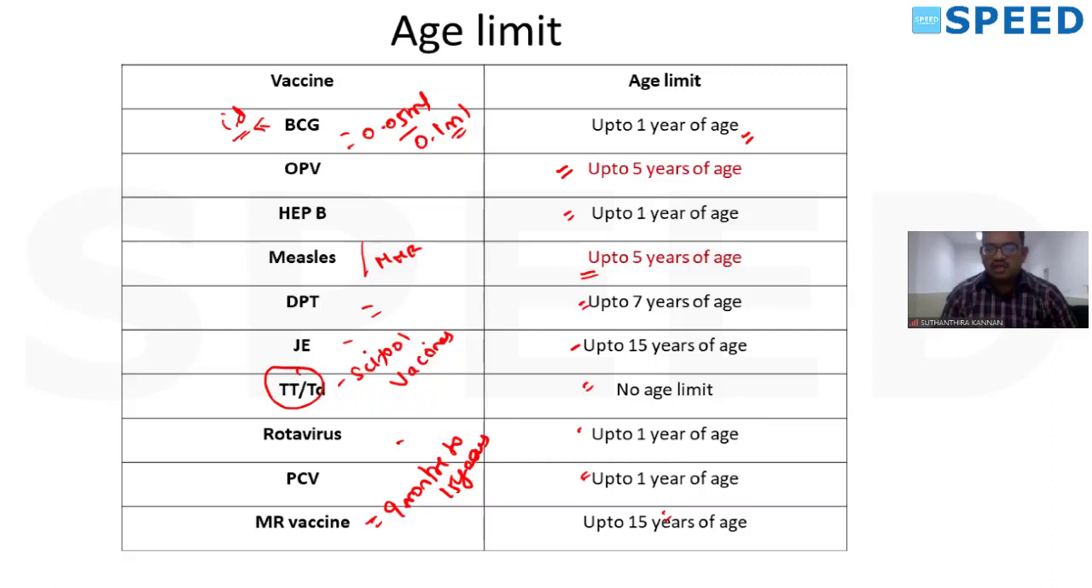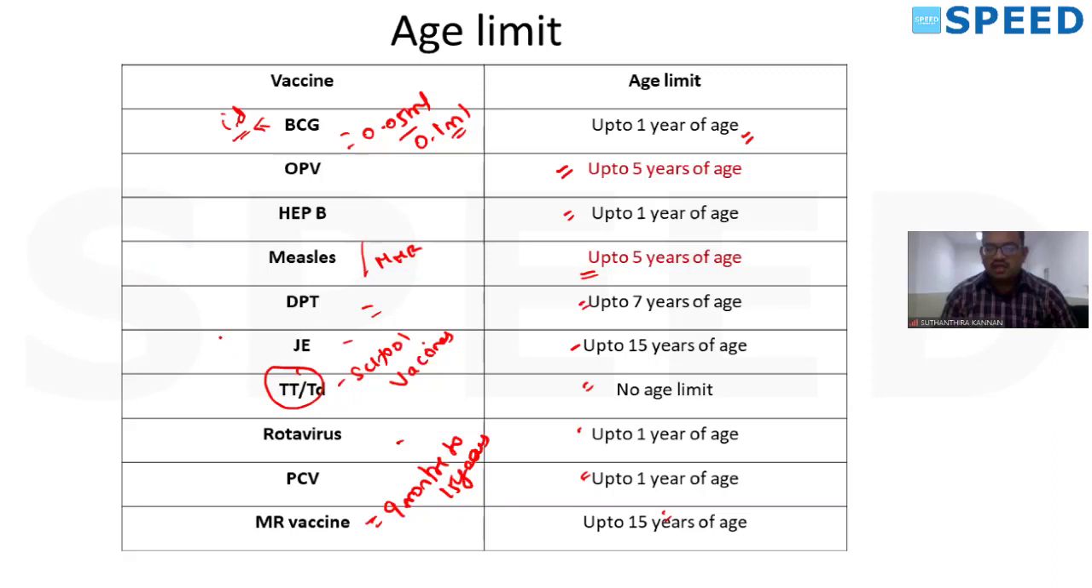And then the next one is the second dose; 2 doses we have to give, especially if you're a female. If you're a female and you are going to conceive, please take the MR vaccine because of the increased incidence of congenital rubella syndrome.